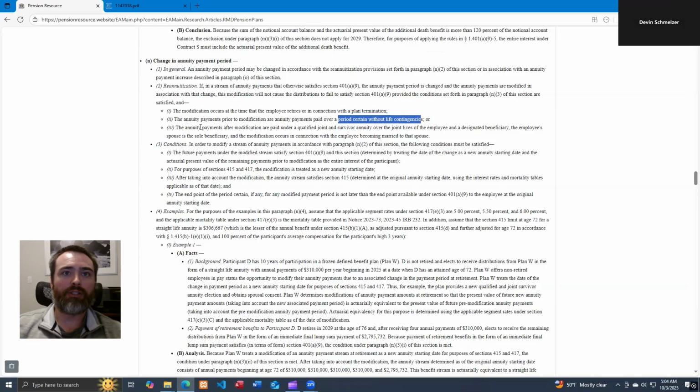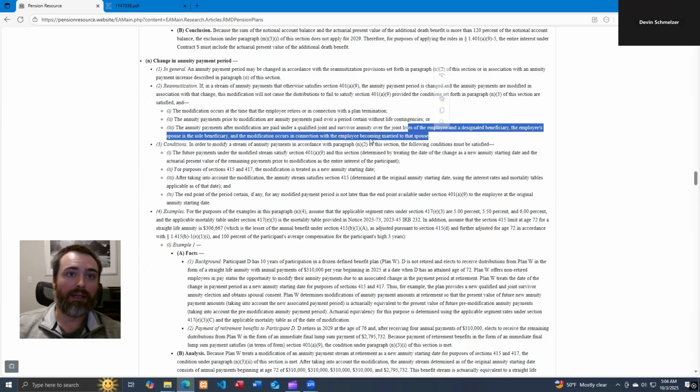The last situation is where the participant marries the beneficiary that they have a J&S form of payment with. Then they can elect a new form of payment. But that is pretty limited. Your participant is engaged with the sole beneficiary with a J&S form of payment. Yep, and then they can do a new form packet. Until then, all you have is those ones above.